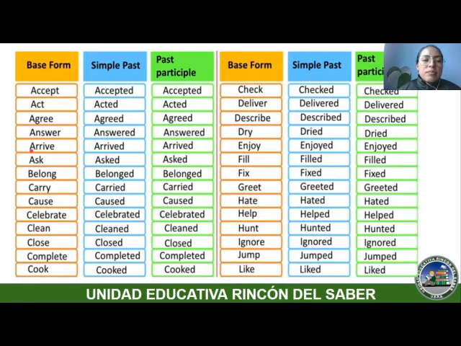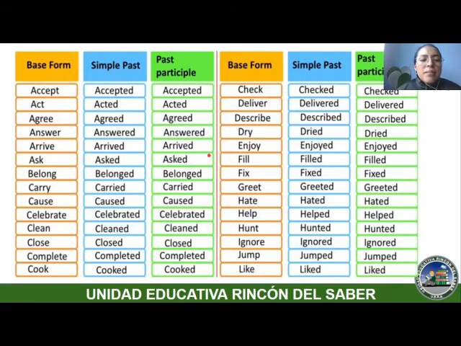For example, arrive. What happens when the word ends in e? ¿Qué pasa cuando la palabra o el verbo termina en e? Ok, en este caso ya no aumentamos otra e y la d. Como ya tenemos la e, solo aumentamos la d. Por ejemplo, arrive, aumentamos la d. Very good. In past and past participle.